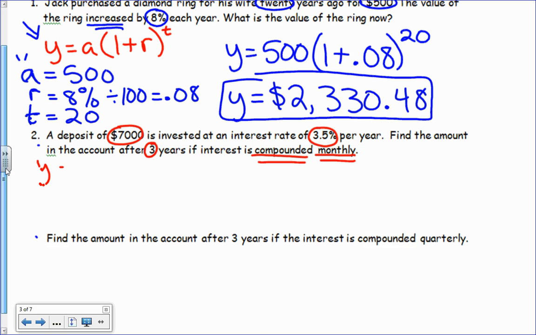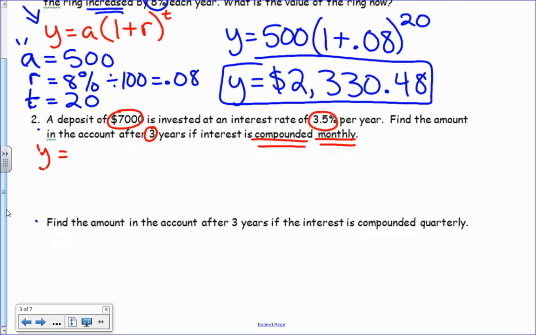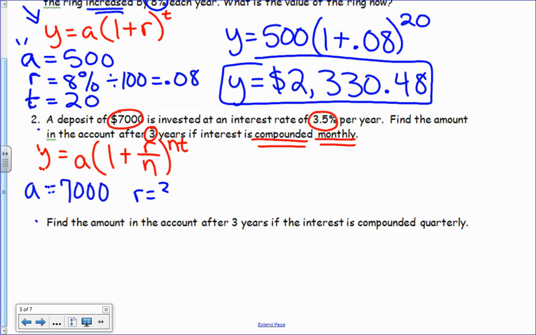So we're using the formula y equals a times 1 plus r over n to a power of n times t. So, in this example, we need to know all these different letters. Well, the a value is 7,000. That's what was initially invested. The r value is 3.5%, which when we divide that by 100, we get 0.035. So that's what we're going to plug in for r. The n value is 12 because it says monthly.